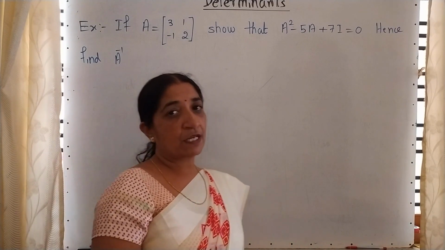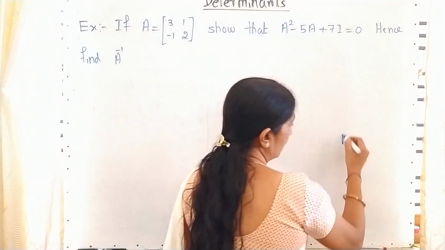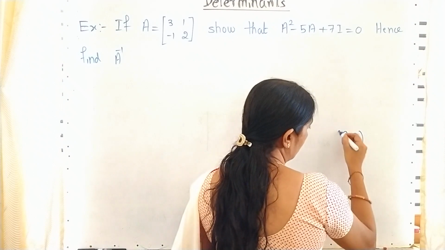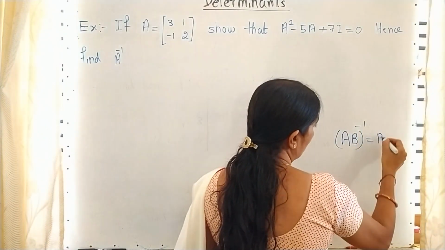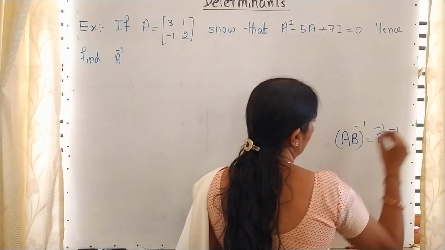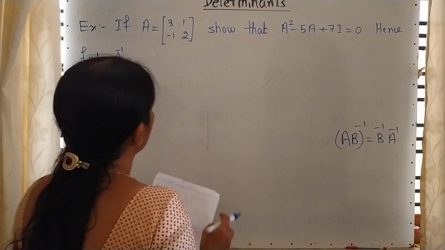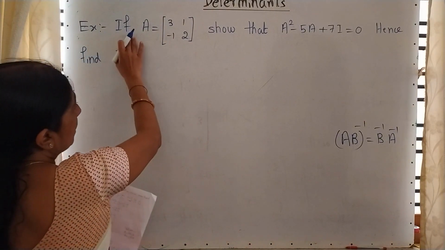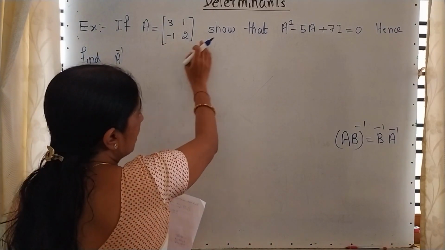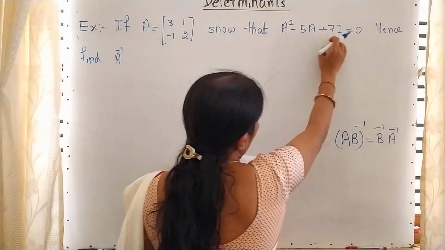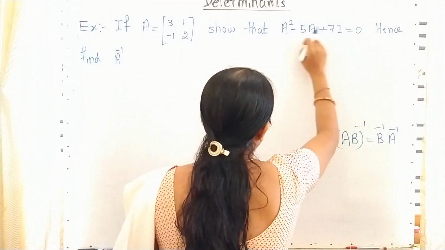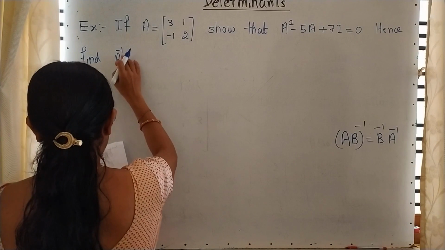So in the last class I explained one example related with this result: (AB) whole inverse is equal to B inverse into A inverse. Continuing to the next example, see the example. If A is equal to one matrix is given, and they are asking to show that this equation is equal to 0, and with the help of this equation we have to find A inverse.